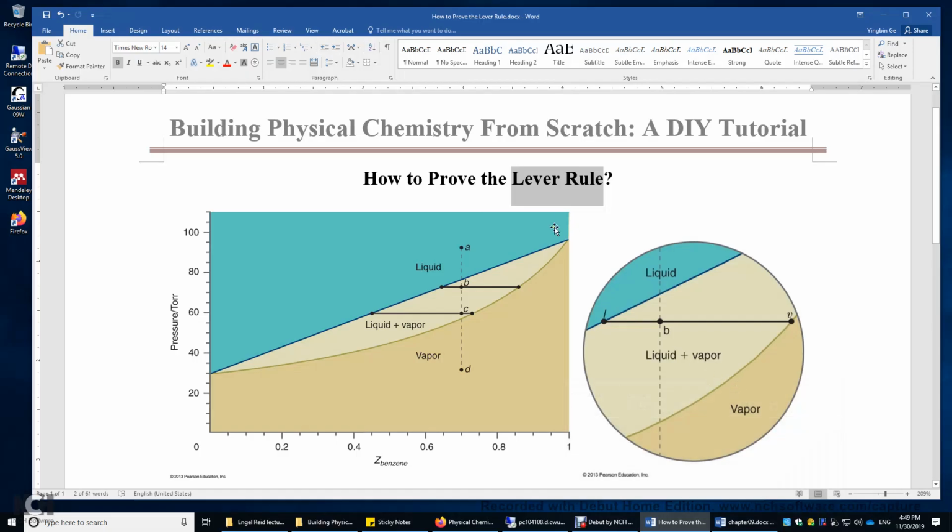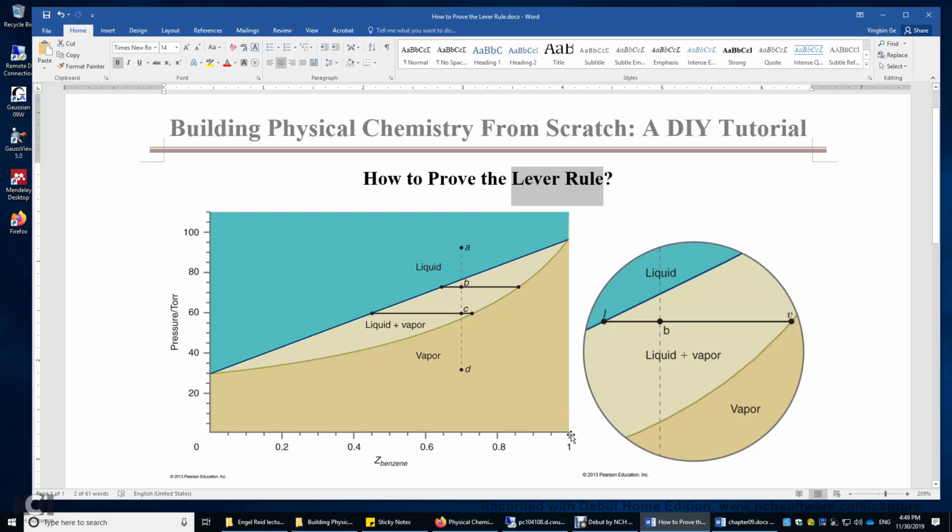In this video, I will prove the lever rule. So first, let's look at this phase diagram of benzene and toluene. The horizontal axis is the mole fraction of benzene from 0 to 1. Over here we have pure benzene, over here we have pure toluene.